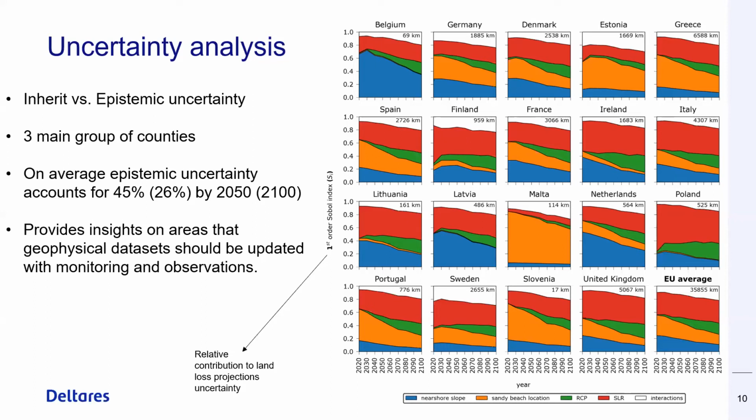As you can see, except for the European average, there are quite some groups where one source of uncertainty dominates over the other. For example, in locations like Poland or Italy, where the geophysical datasets agree quite a lot, the RCP and sea level rise projections dominate the variance in our shoreline retreat projections, while in other areas, like, for example, Estonia or Germany, where our datasets do not agree that much, the uncertainty from the geophysical processes is dominating.